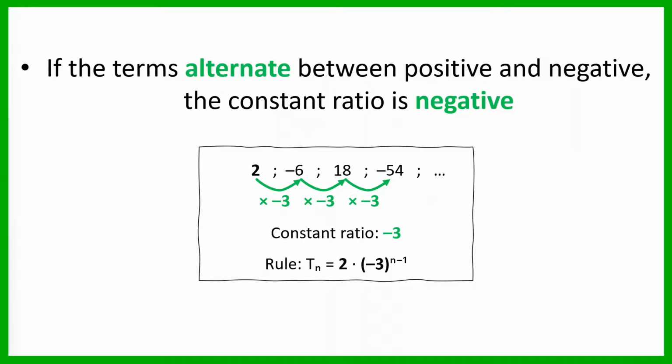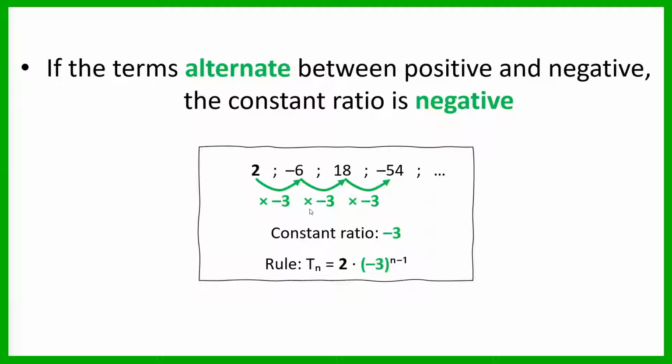And the rule is going to be Tn equals 2 times negative 3 to the power of n minus 1, where the base of our power is the constant ratio again. But this time you have to be careful that you need to put that in brackets. If you don't put it in brackets, then you're only going to be raising the 3 to the power of n minus 1 and not the negative as well.